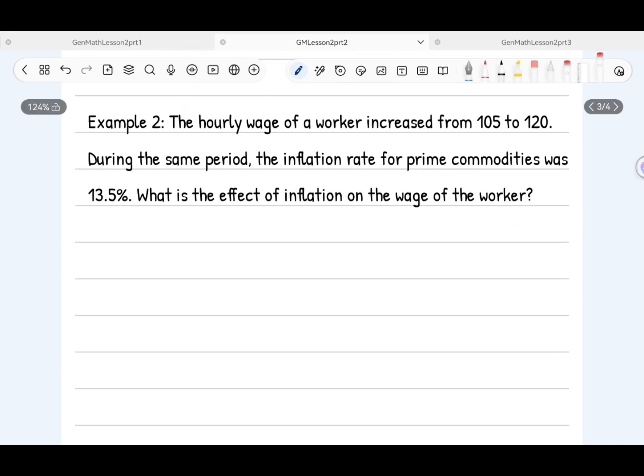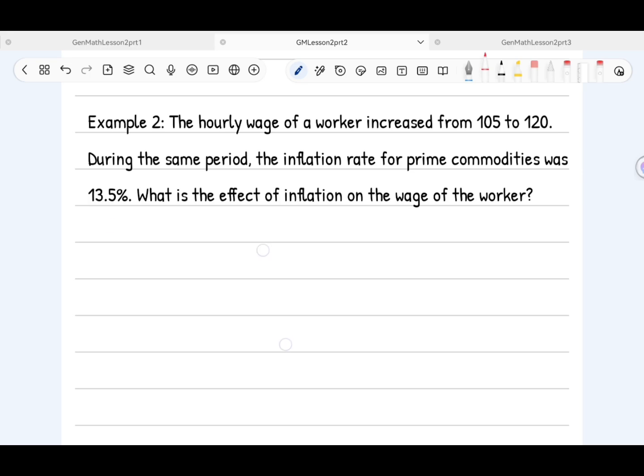So we have here the hourly wage of a worker increased from 105 to 120. During the same period, the inflation rate for prime commodities was 13.5%. What is the effect of inflation on the wage of the worker? So this is different from our example number 1. Okay, so let's have the same procedure.